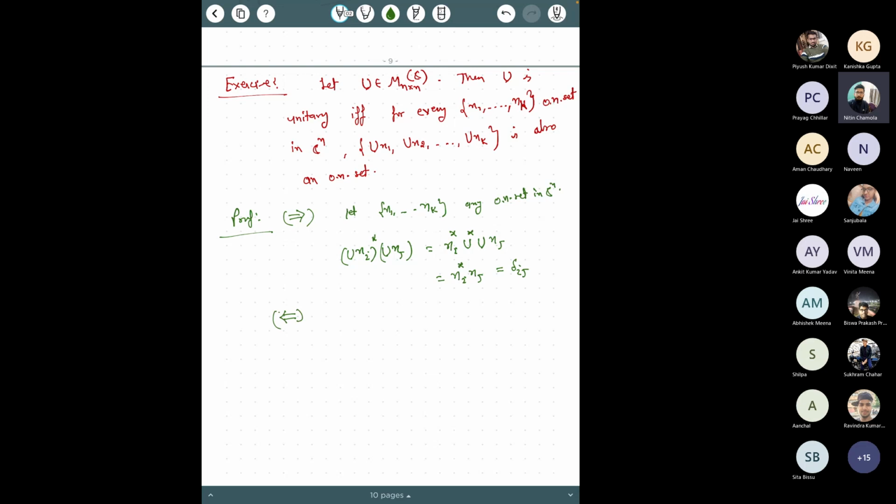Conversely, suppose for any orthonormal set x1 to xk, this is also orthonormal. This is given to us. Using this, we have to show that u is unitary. Now, how can we do that? What is given is that every orthonormal set x1 to xk implies that this is also orthonormal. So in particular, if I choose a particular kind of orthonormal set, then I can say something about this one. Using this, I can say that this is unitary. So can you tell me what I should choose? What kind of orthonormal set should I choose here to show that U is unitary?